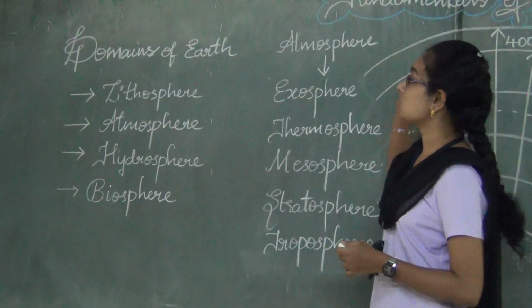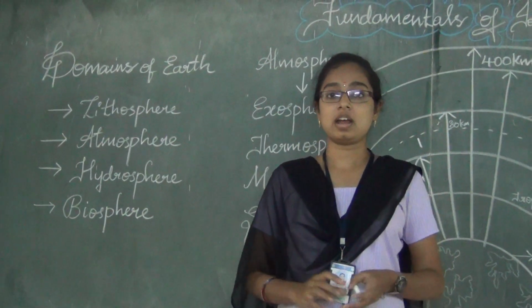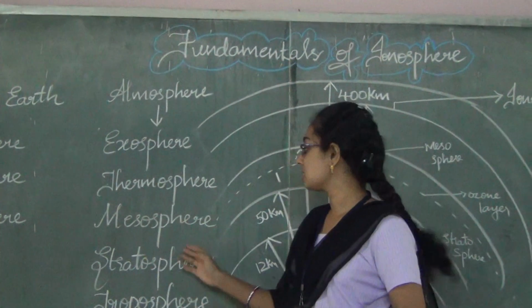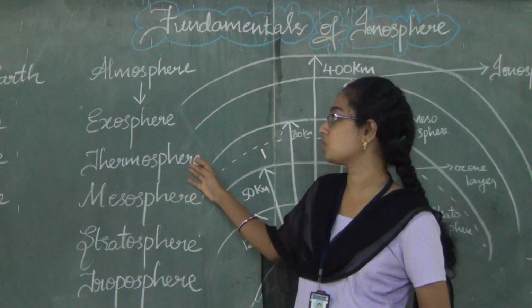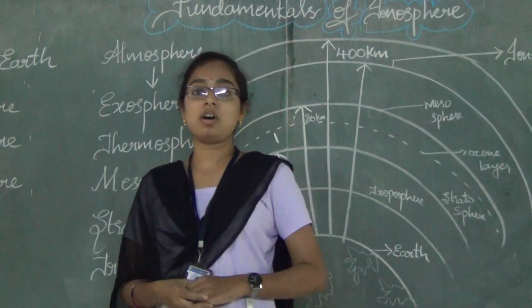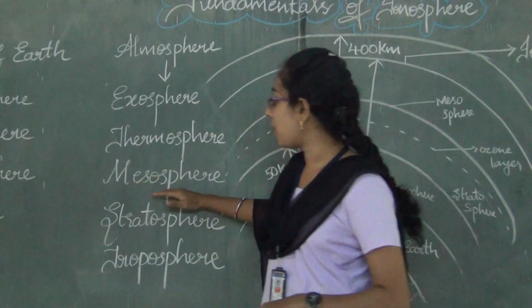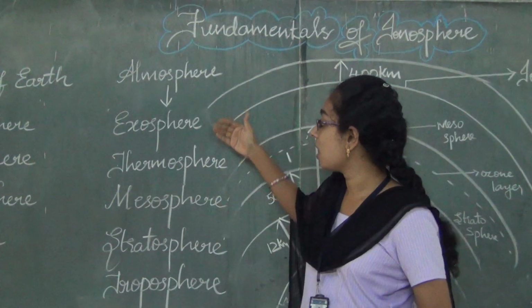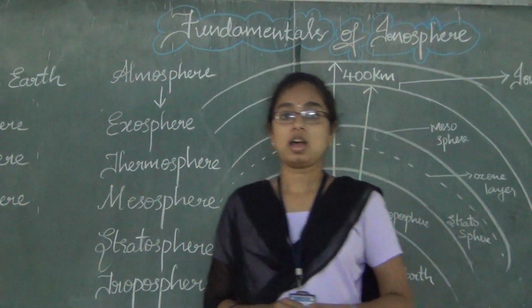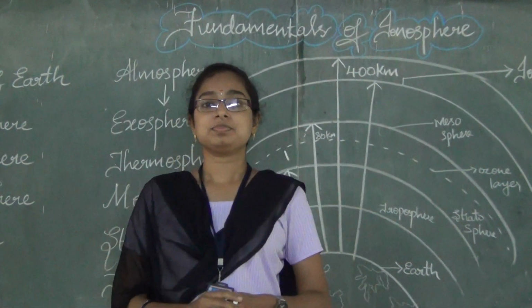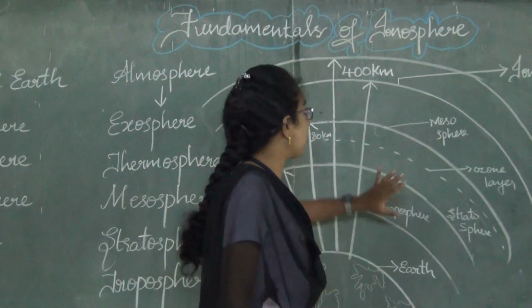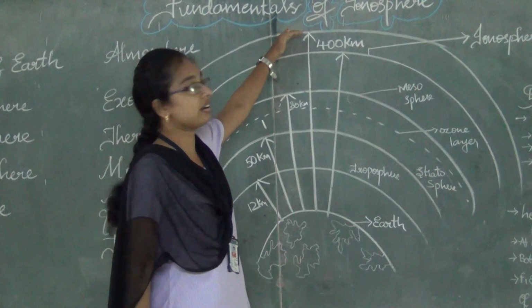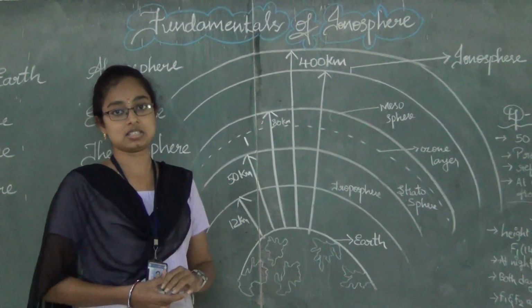Now our ionosphere is derived from the atmosphere. The atmosphere is further divided into five parts: troposphere, stratosphere, mesosphere, thermosphere and exosphere. The ionosphere is situated at the upper part of the mesosphere and the lower region of the thermosphere. Ionosphere is the uppermost layer of the earth and it is situated at a distance of 400 kilometers from the earth's surface.